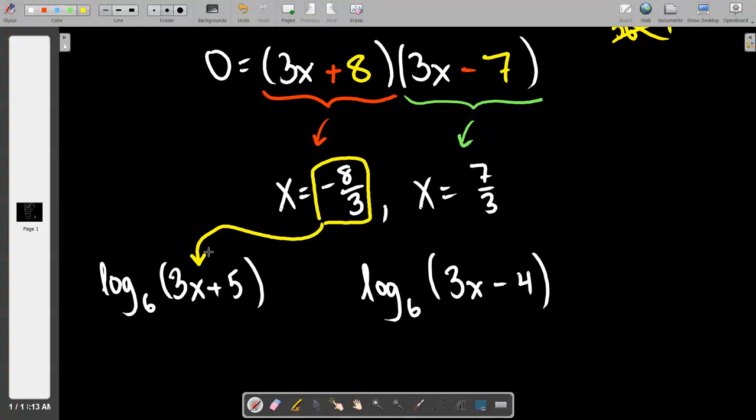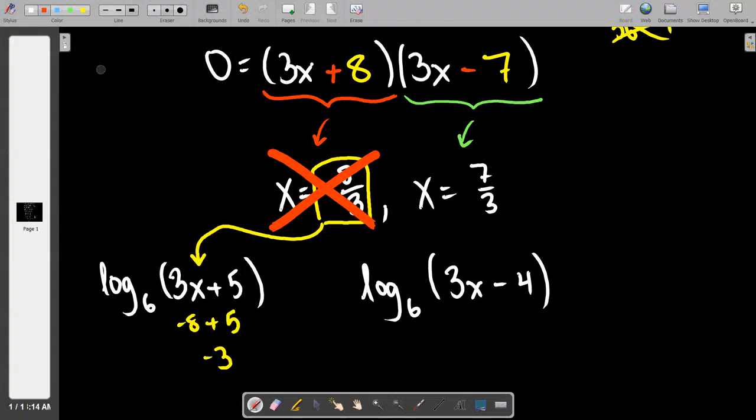Now let me ask you a real big 11th grade question. What's -8 plus 5? With that said, what can we say about the solution x equals -8/3? It is no good. It is crossed off. I don't have to check -8/3 in the other logarithm, because if it makes any logarithm in the problem the log of a negative, it's out. I don't care if it works in the other one at all. If it breaks a rule, it breaks a rule, it's out, booted.